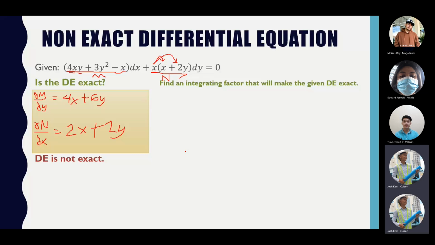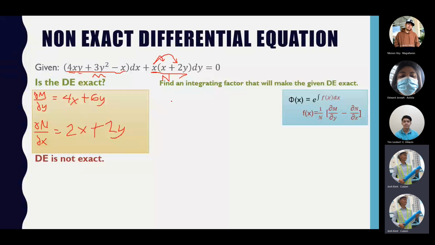So let's try first our first case, which is phi of x, which is equal to e to the power of the integral of f of x dx, wherein f of x is equal to 1 over n times partial of m with respect to y minus partial of n with respect to x. So, we will do that here.